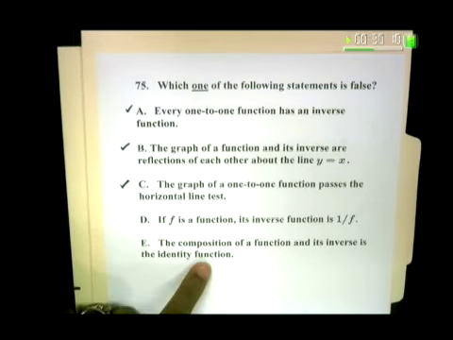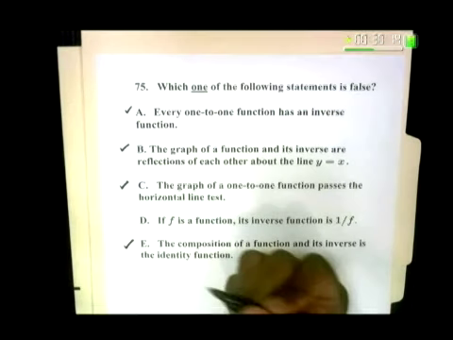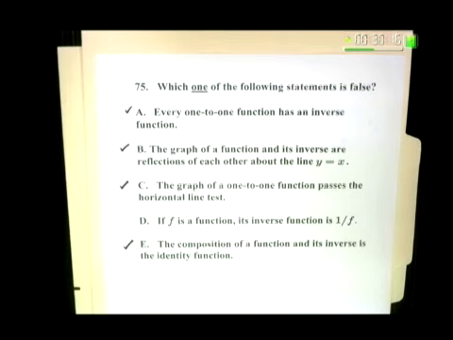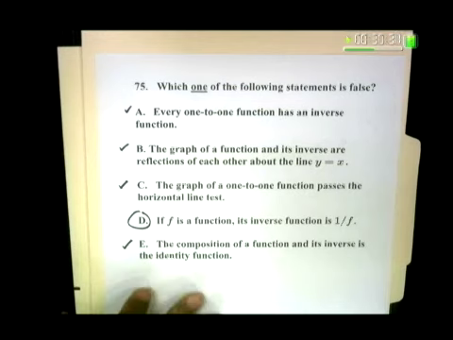And this last one here, the composition of a function and its inverse, by definition, is the identity function. You might have seen some examples in class where you composed a function and its inverse and got the identity. So the one here that's not true is D. The inverse of the function is not always 1 over the function. Okay? All right.